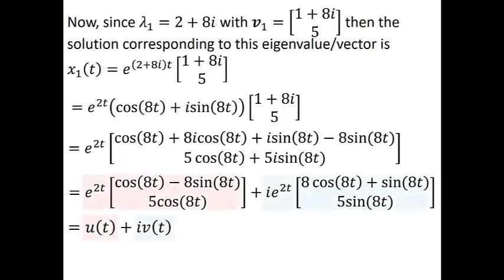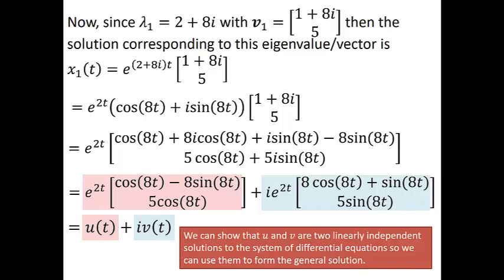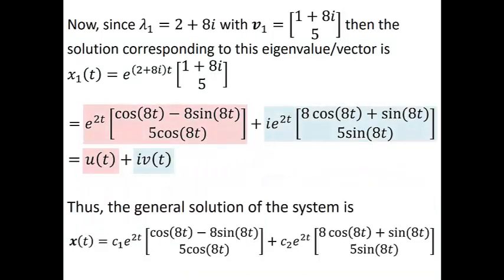And so we can think of this real part as u of t and this imaginary part as v of t. Now it turns out that we can show that the u and the v here are two linearly independent solutions to our system of differential equations. So we're going to use these two solutions to form our general solution. Okay, so our general solution will look like x of t equals a scalar multiple of that real part. So c1 times e to the 2t times the vector cosine of 8t minus 8 sine of 8t, 5 cosine of 8t, plus c2 times the v, which is e to the 2t, 8 cosine of 8t plus sine of 8t, 5 sine of 8t. Great.